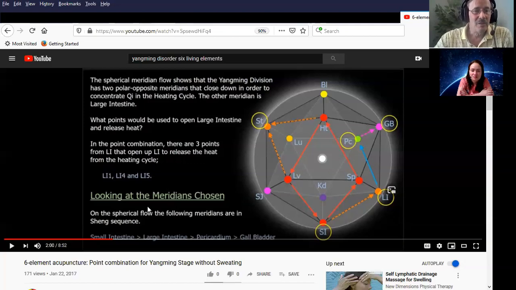So now we're going to look at the meridians that were chosen. On the spherical flow, the following meridians are in Shang sequence, so they feed into one another. Small intestine feeds into the large intestine, which feeds into the pericardium, which feeds into the gallbladder. Do you see that? You're just following the river around the spherical flow. The gallbladder will then feed back into heart and spleen to create more heat. But you have to release the large intestine to release that heat.